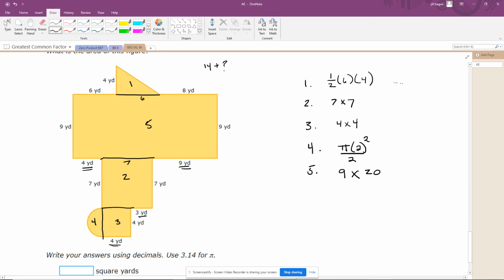So if we do that math out, we have half of 6 is 3 times 4 is 12. This is 49. This is 16. This is 4 pi divided by 2, which is just going to be equal to 2 pi. This is going to be equal to 180. Add all these up, use 3.14 for pi, and multiply by 2, and you'll get your answer.